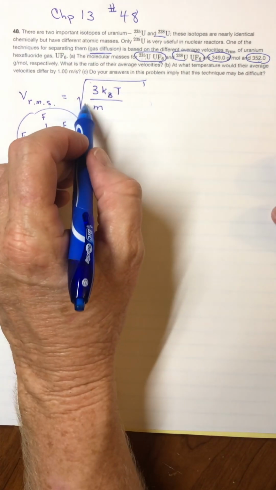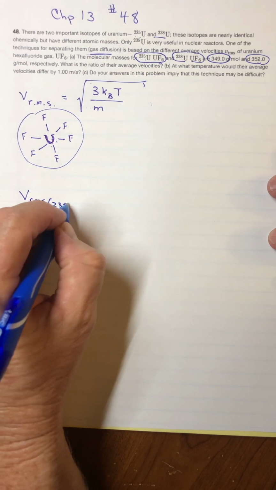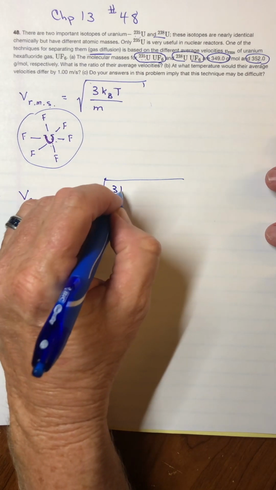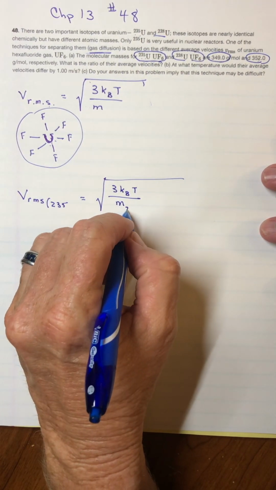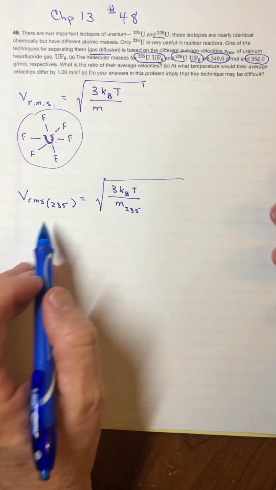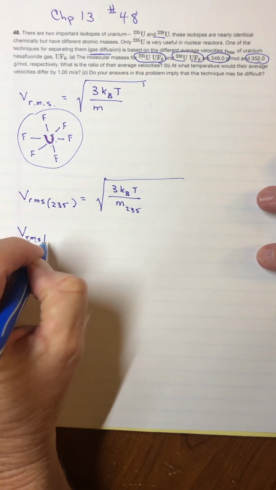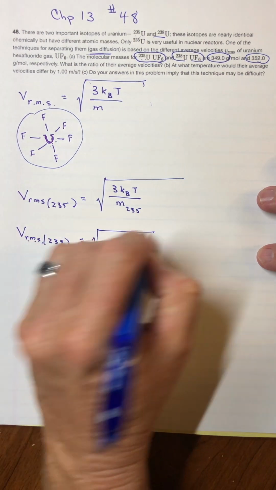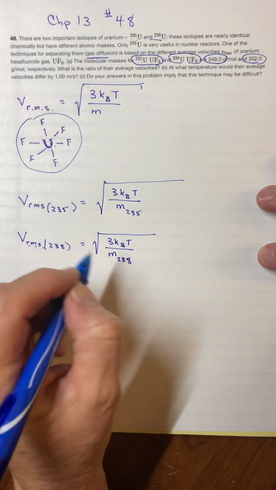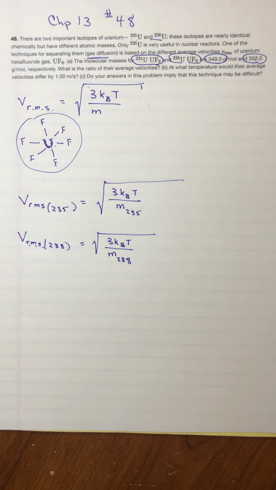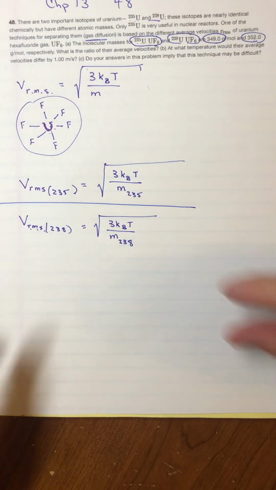All right. So if I write this equation twice, what is the RMS speed of the uranium-235? This would be the square root of 3 times Boltzmann's constant times the temperature divided by the mass of the molecule that is uranium-235. So that'll be the one that goes faster because it's lighter in mass. And if I write that same equation but apply it to uranium-238, it would look almost the same, except I would have the mass of the uranium-238 molecule. And so this ratio of their speed would be what I get when I divide this equation by this equation.